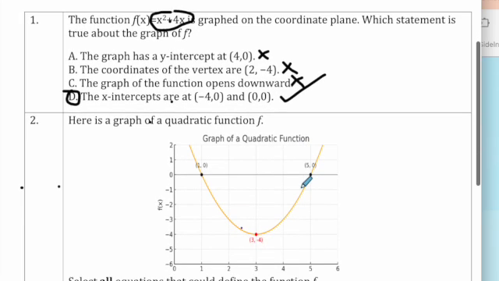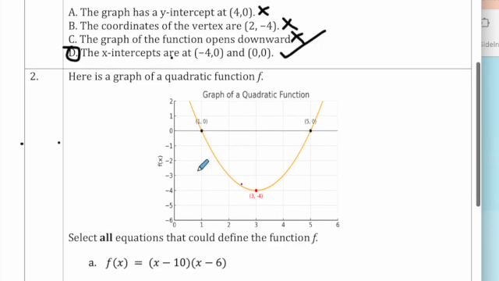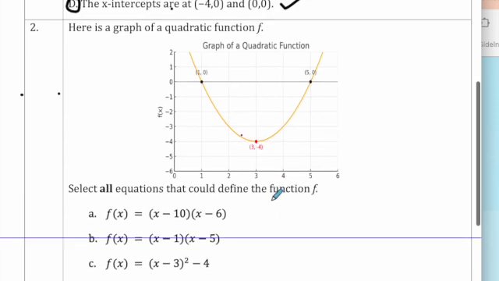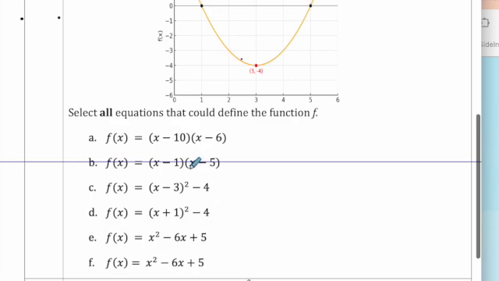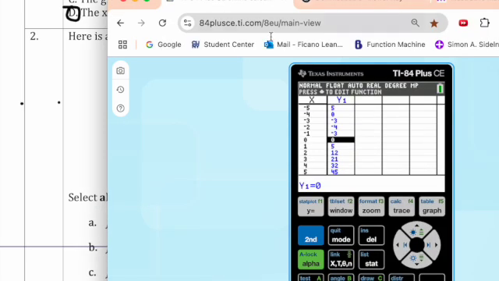So here's a graph of a quadratic function f. Okay, here is a graph of quadratic function f. Select all equations that could define the function f. Okay, so there's a couple of things. I don't know why it made this line here. That doesn't mean to cross out.